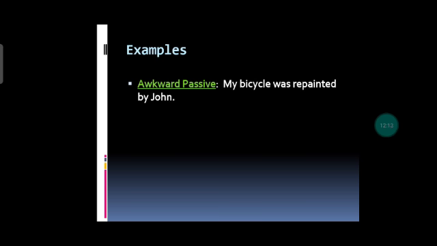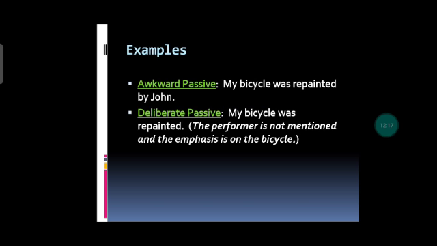Examples. Awkward passive: my bicycle was repainted by Joe. This is awkward passive. Deliberate passive: my bicycle was repainted. The performer is not mentioned and the emphasis is on the bicycle.